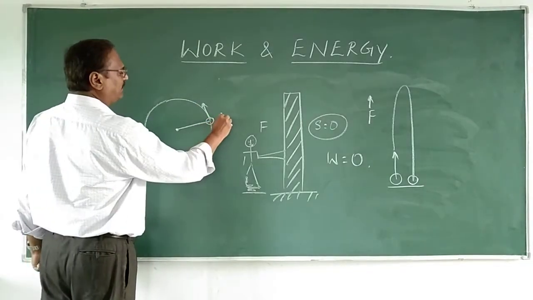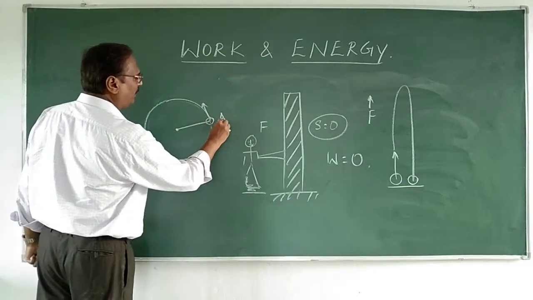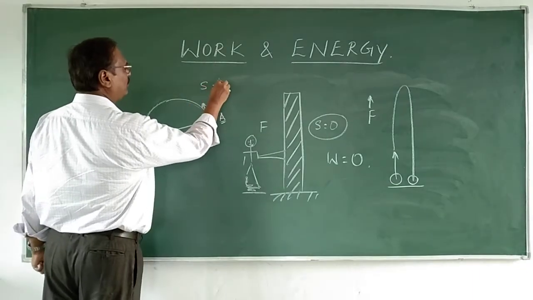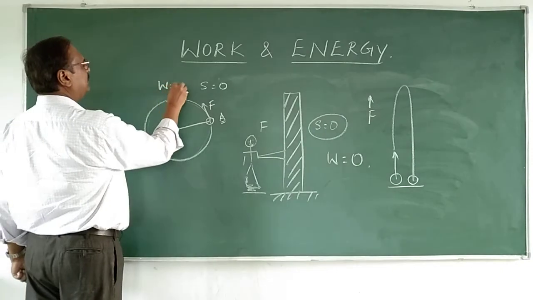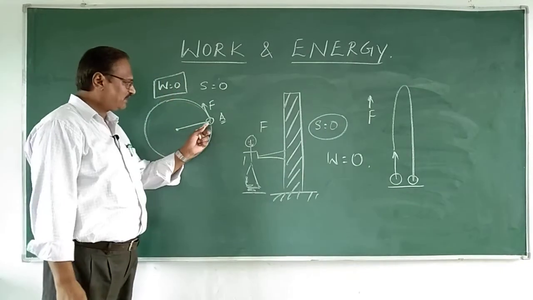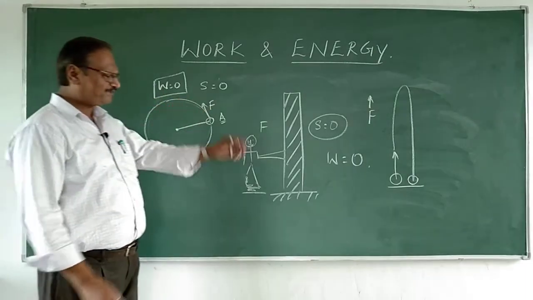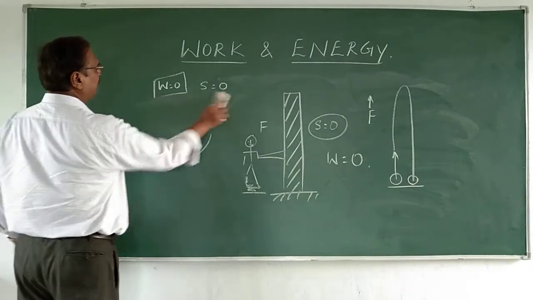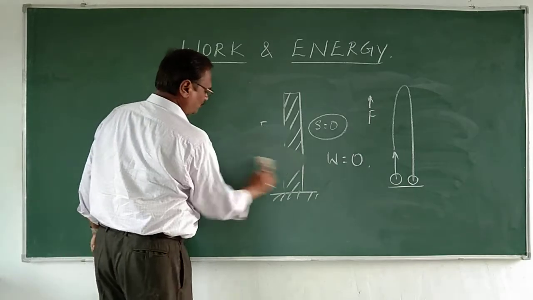If at the point A, the body goes in the circle and comes back to the point A, that means the displacement is 0. There is a force applied, but the work done is 0. An object which is in circular motion, if it comes back to the same point, work done is 0. Now I have given you all the examples where the work done can become 0.